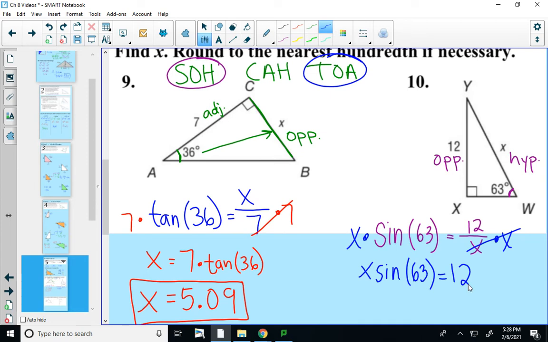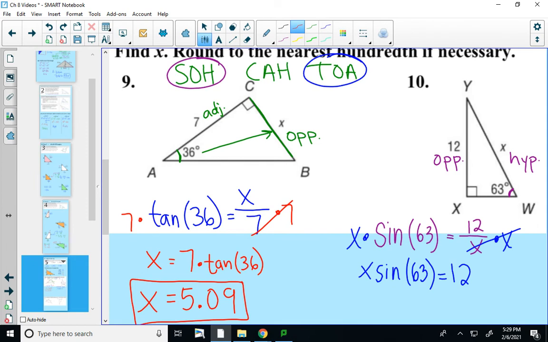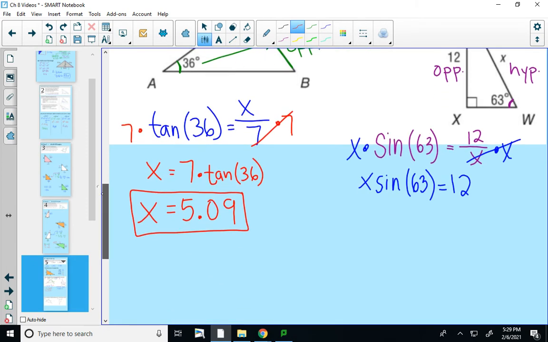And then again, sine of 63 is just an operation we're doing to 63. It's just like taking the square root of 63. So we're just going to treat that like a number. So to get x by itself, I'm going to divide each side by the number sine of 63.